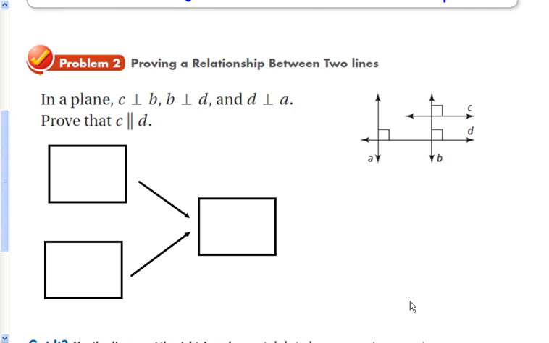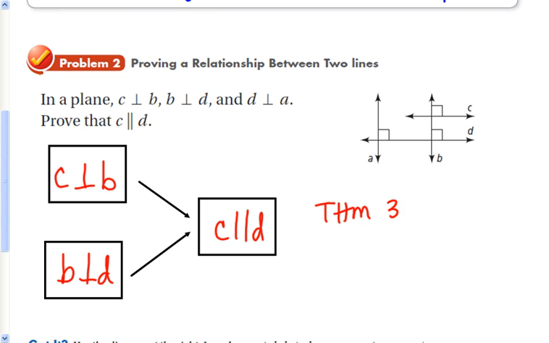So we're given that C is perpendicular to B, and we're given that B is perpendicular to D. So that's enough information. Since B is perpendicular to both C and D, that means that C is parallel to D, and that's by theorem 3.8. If two lines are perpendicular to the same line, then they are parallel to each other.